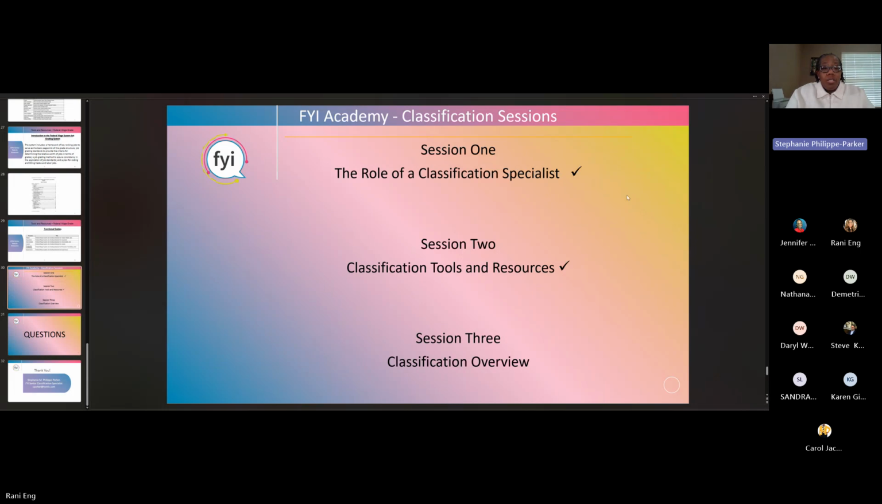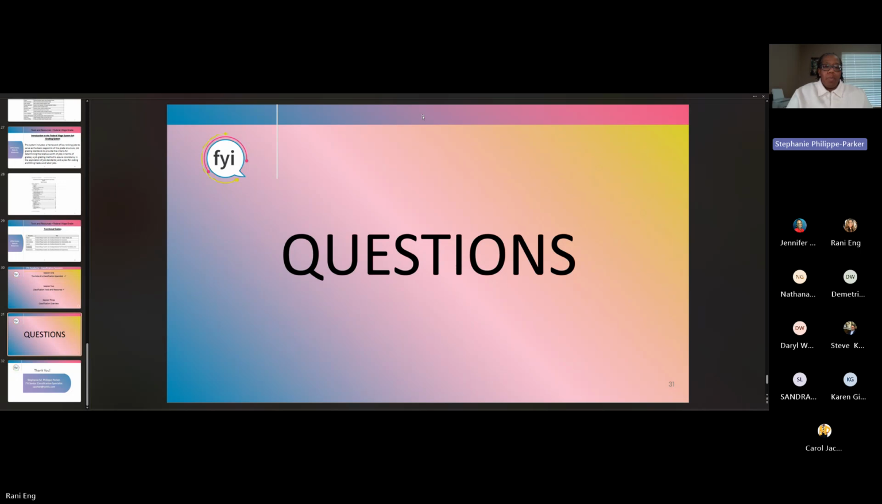Our last session, session three, will be an overview of the classification process itself, showing how the classification process works and how we do our job from a high level. How do we get to a GS-15 that everybody wants? Sort of how we grade a PD. So that's going to be the last session. Next slide, please. Here, I'm just happy to take any questions that anybody may have at this time.